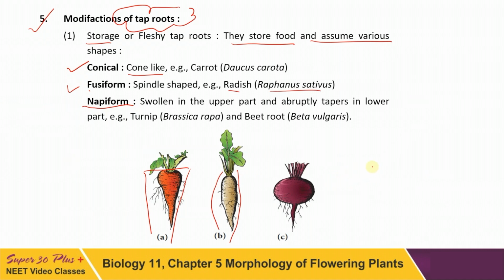Here the roots are spherical. Abruptly the spherical shape becomes tapered, as in the case of turnip. So these are modifications of the taproot. The taproot is modified because it has stored food.